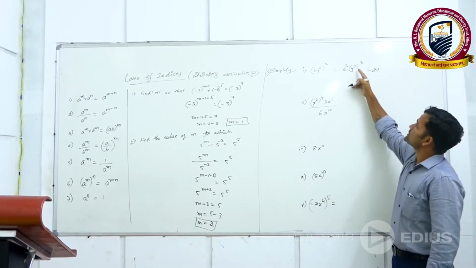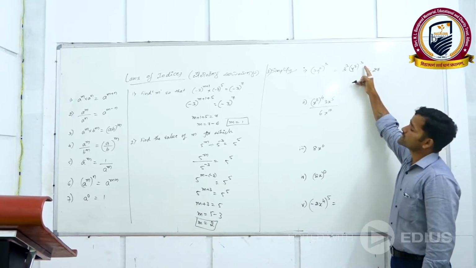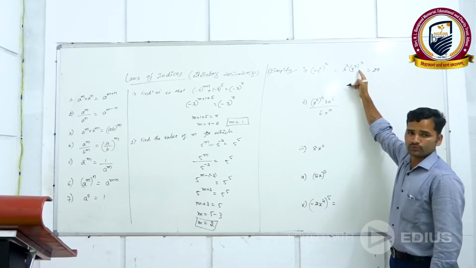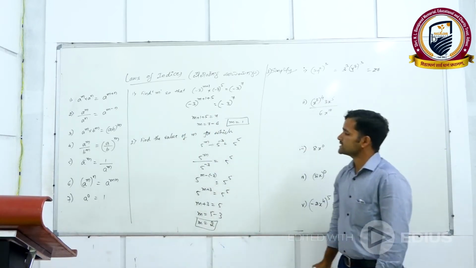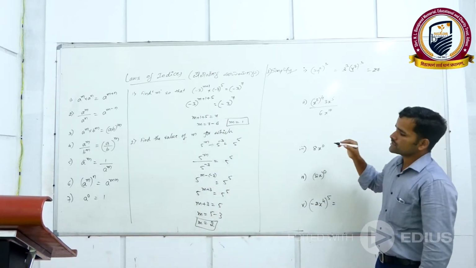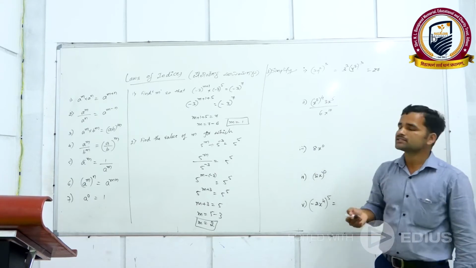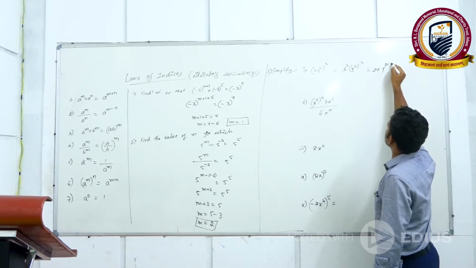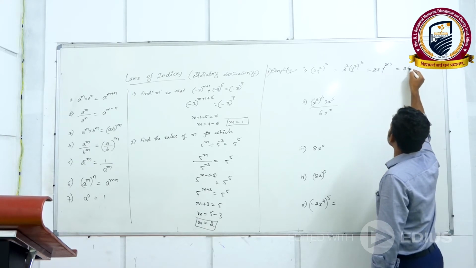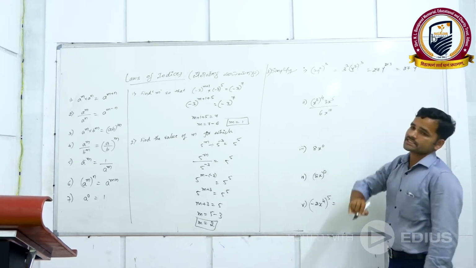Next, y raised to 2 whole raised to 3. This power 3 is for the whole term of y square. Using the sixth law of index, that is a raised to m whole raised to n is equal to a raised to m into n. Means y raised to 2 into 3. 27 into y raised to 6 we can write.